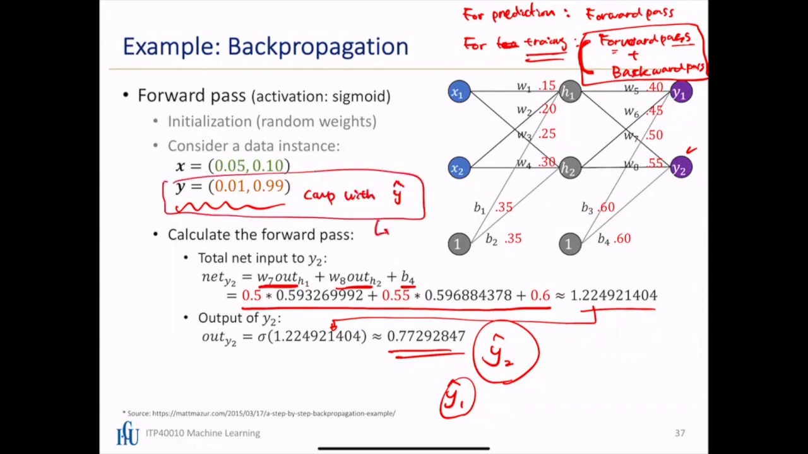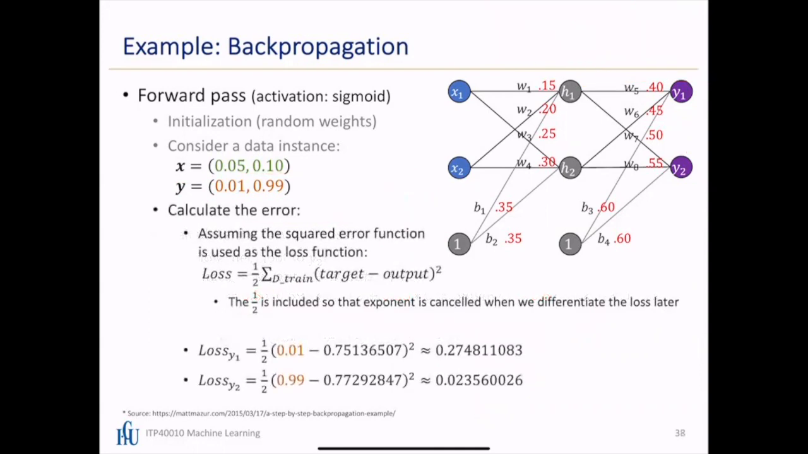Well, if you do so, you can get the error. And based on the error, you are going to update W. So that's the idea of backpropagation. So we'll see how to do it.